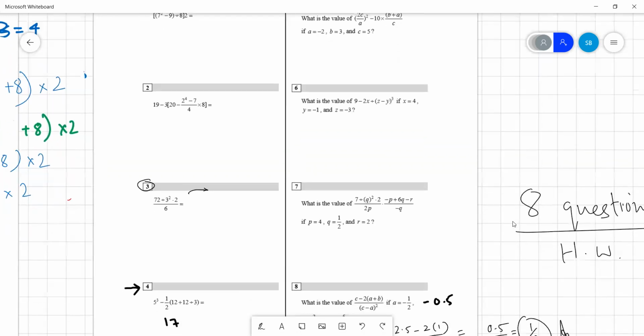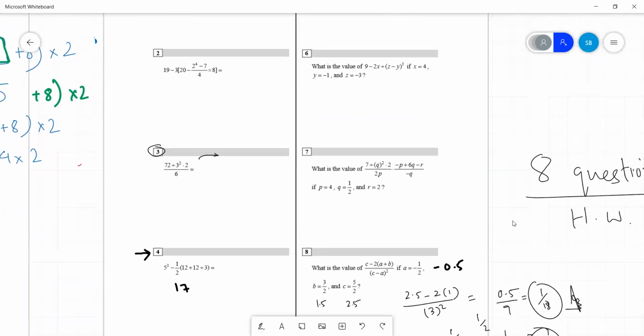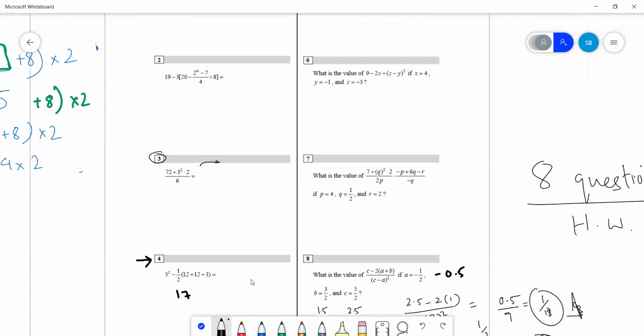I redid it actually, and I got 3. Okay. So was that the right answer, or should I check it? Maybe we should check it because I just wanted to make sure. Okay, 1 second.